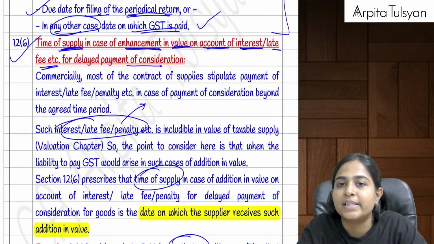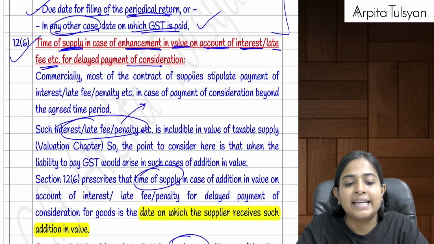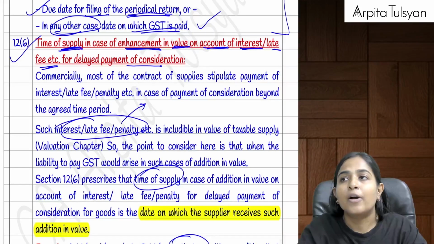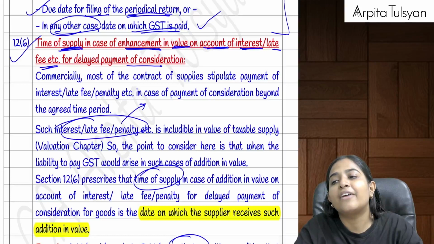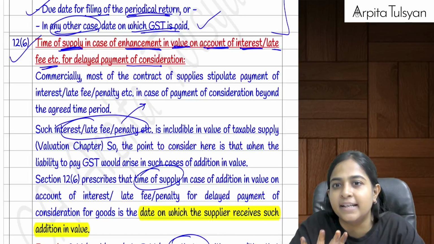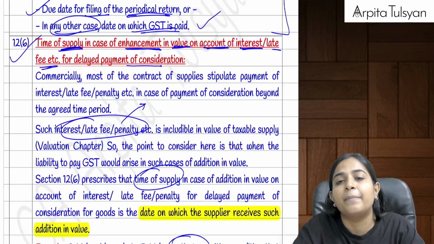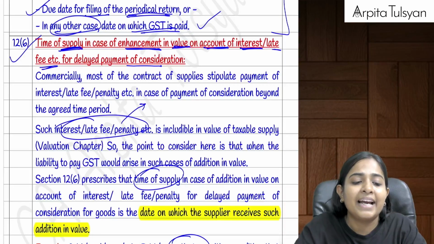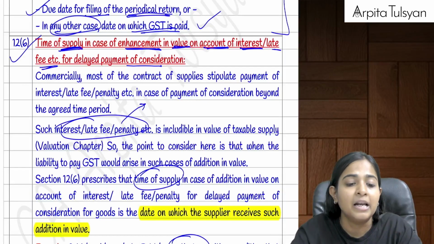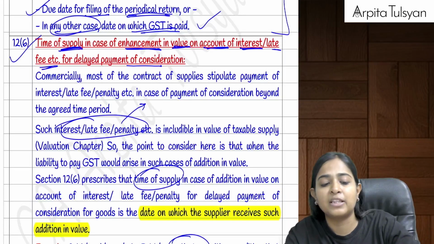What is section 12 subsection 6 talking about? Let's say there is any increase in value of goods or services. I have supplied you the goods, and I have told you that you are required to make the payment within a time period of 1 month. That is a credit period given to you. If you do not make the payment within 1 month, then I will be levying a late fee of, let's say, 5,000 rupees. Just an example. I'll be levying a late fee of rupees 5,000 on you.